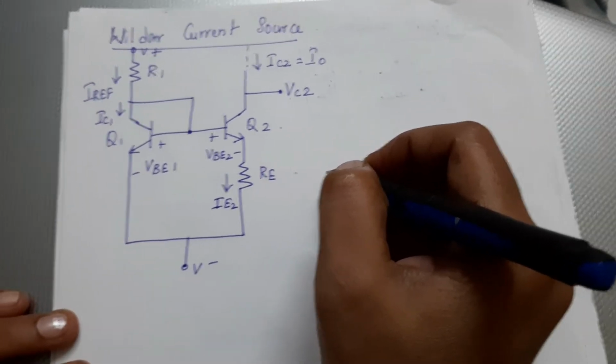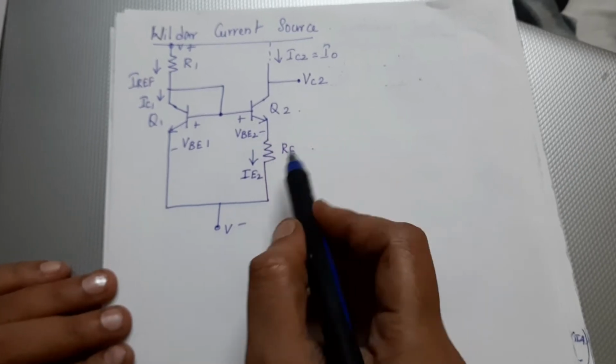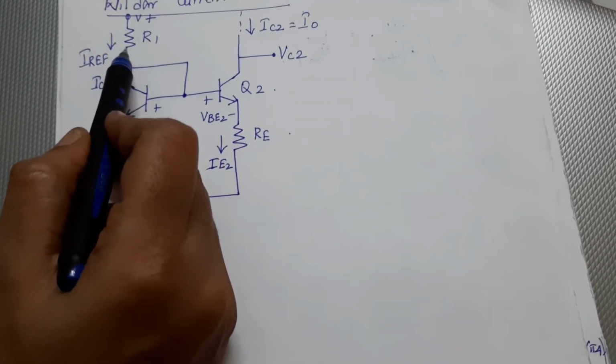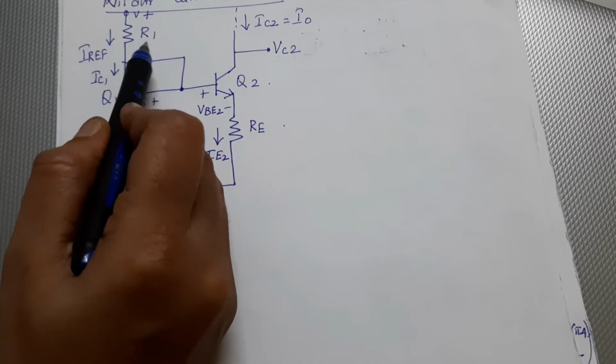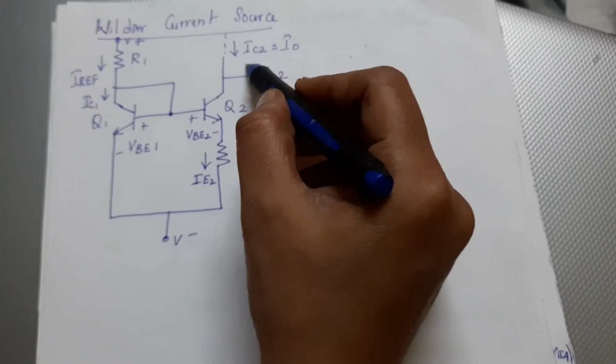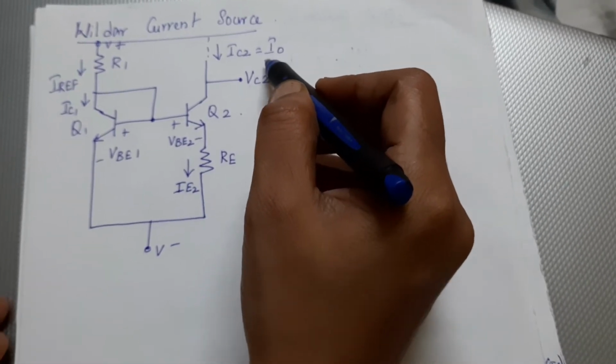So in this Widlar current source we'll see here there are 2 transistors and 1 resistor across the emitter, which I have represented. And this is my active load, which I can replace either with the current source or with the resistance R1. So across the collector of transistor Q2, I'll take the output. This is called my output current or else my bias current.